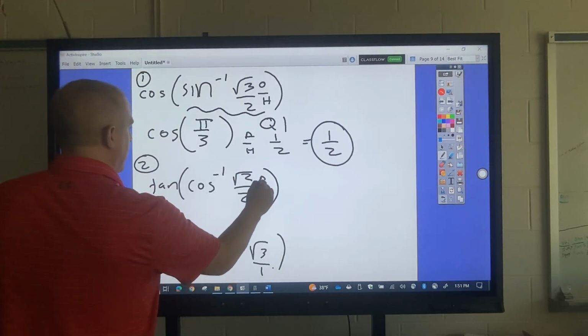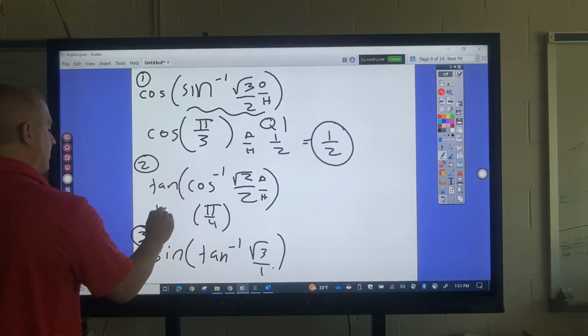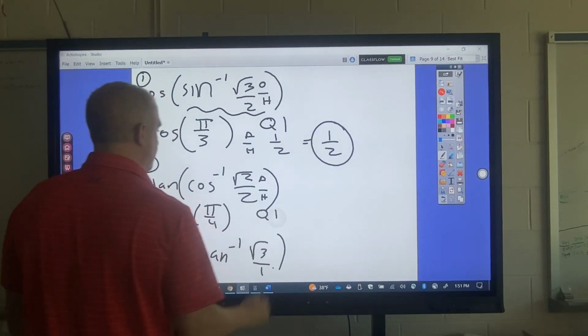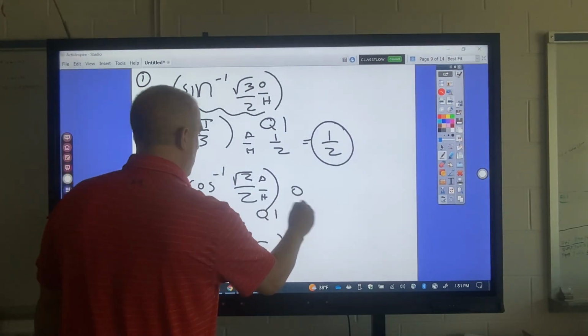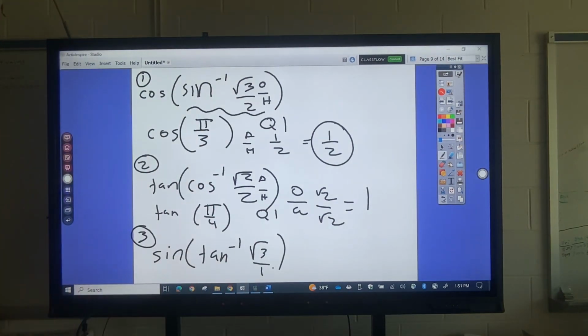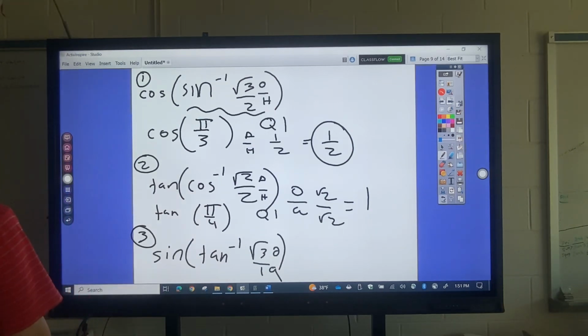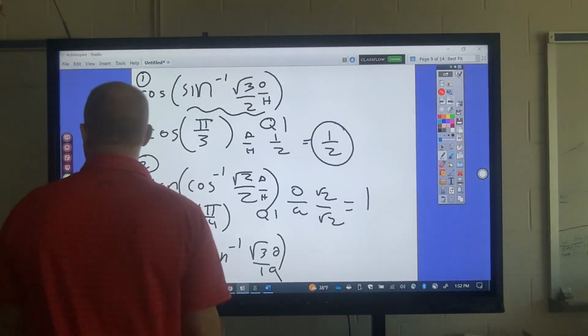Okay, where would cosine this be that? That would be A over H. So that is going to be the pi over 4 triangle. Okay, so tangent of pi over 4, which is in quadrant 1, that's going to be O over A, square root of 2 over square root of 2, which would just be 1. Where would tangent be that? That would be O over A. That would be the pi over 3 triangle.